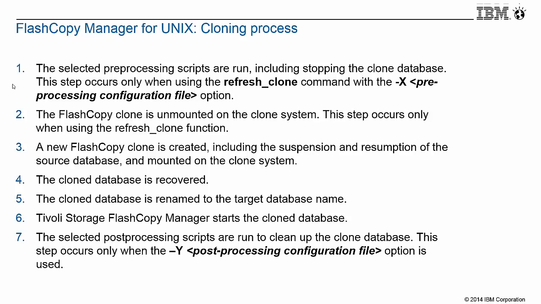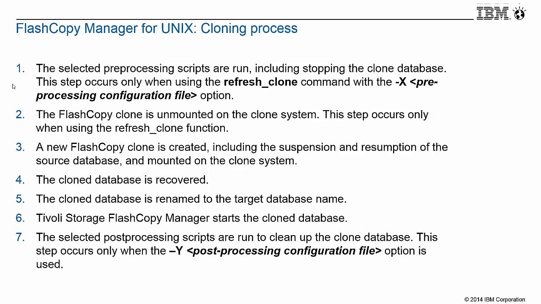Just going through this list 1 through 7, we allow you the ability to run pre-processing scripts on the system, because typically some small amount of work might need to be done on the production system to make it ready to clone. We then go through and unmount the previously existing clone copy on the clone system if you already have one.